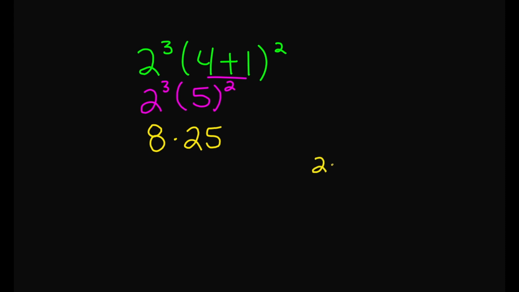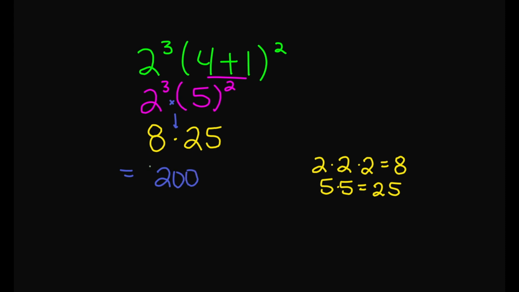So we have 2 times 2 times 2. This is going to be 8. And then for your 5, you have 5 times 5. This is going to be 25. So now we're going to multiply 8 times 25. 8 times 25 is 200. So your final answer here is 200.